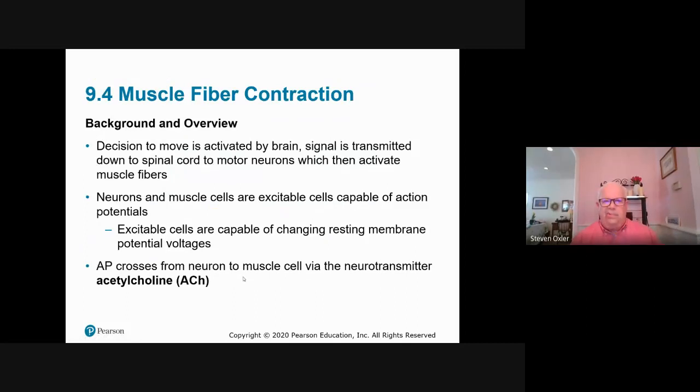How do your muscles move? Well, your brain activates them. If you want to pick up something, the signal is transmitted down the spinal cord to the motor neurons, which then activate the muscle fibers. The neurons and muscle cells are all excitable cells, capable of producing an action potential, and these excitable cells are capable of changing the resting membrane potential.